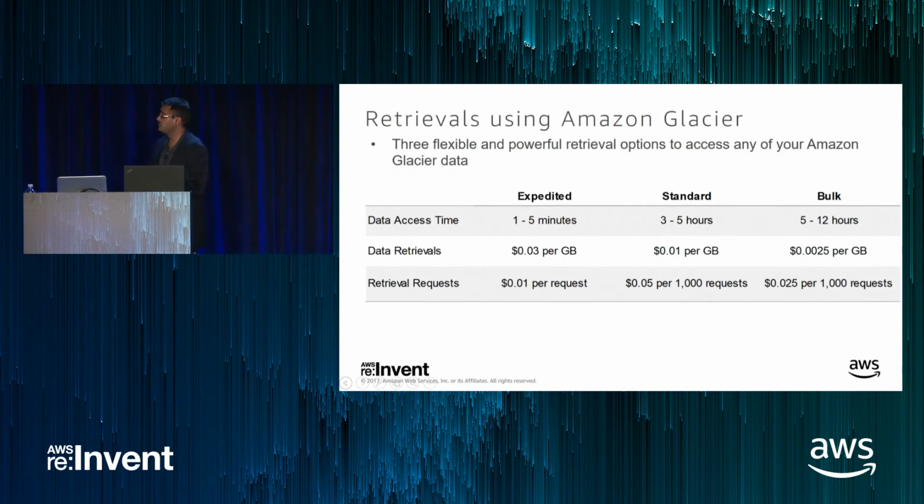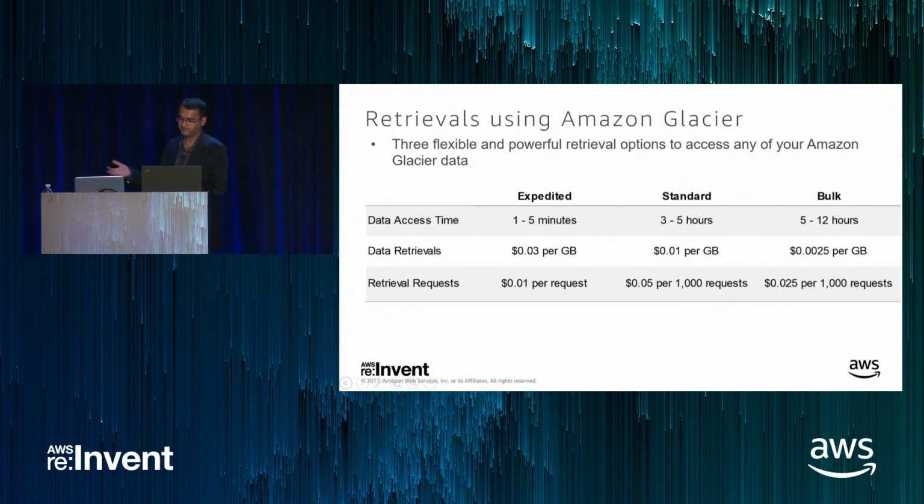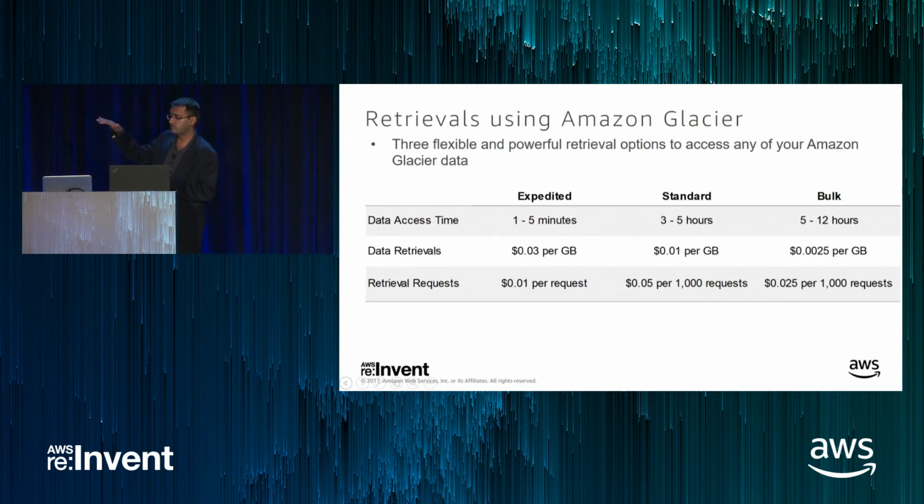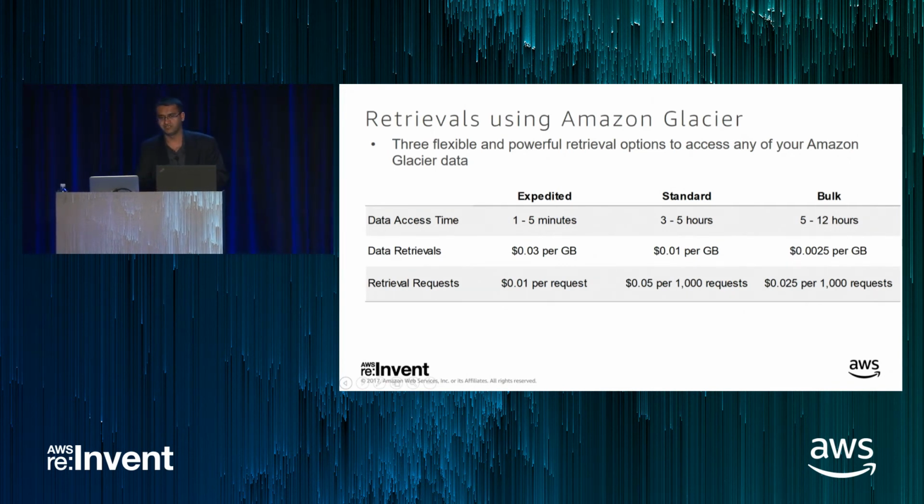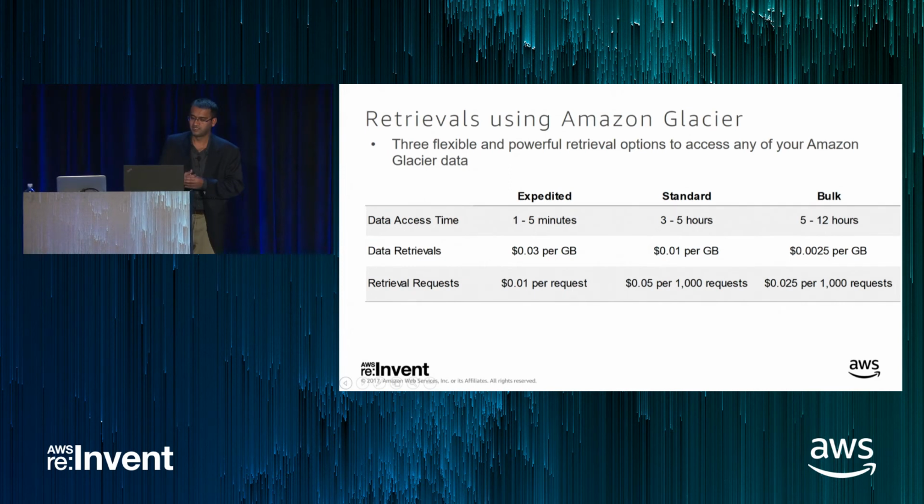I did talk about these retrieval tiers. As I mentioned, we have 3 retrieval tiers in Glacier: expedited, standard, and bulk. If you need to retrieve your data, you can choose one of these 3 tiers, and depending on how soon you want it, you can get back your data. Expedited and bulk were introduced last year, and all 3 tiers are quite popular. Customers love being able to retrieve their data, especially if you have an urgent need. You can retrieve it in 1 to 5 minutes.